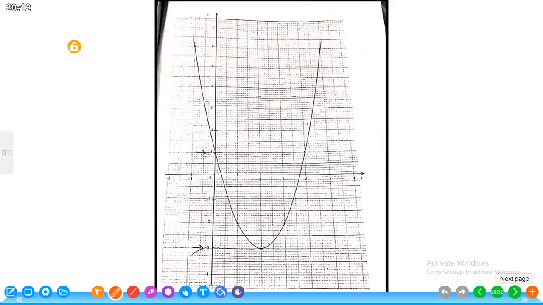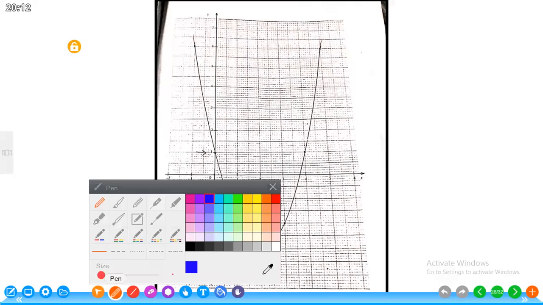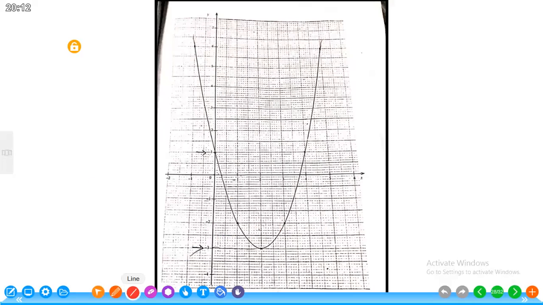So third one, describe the behavior of y as the values of x increase from 0 to 2. As x increases from 0 to 2, describe the behavior of y. How to describe the behavior of y when x increases from 0 to 2? Here, you will explain this part, right?